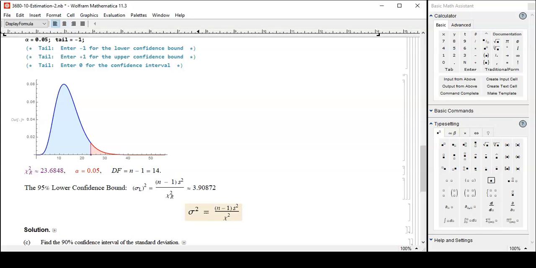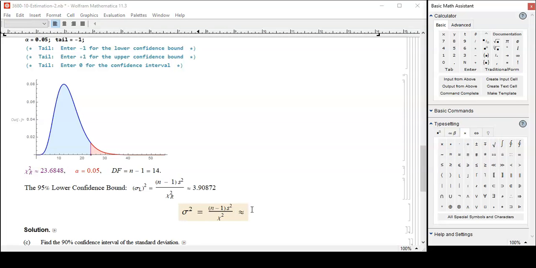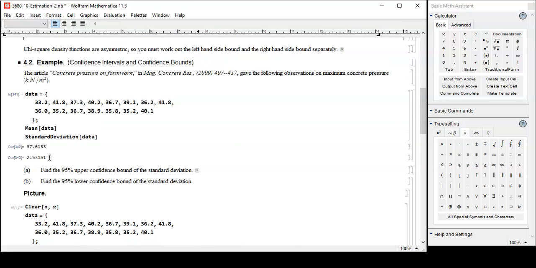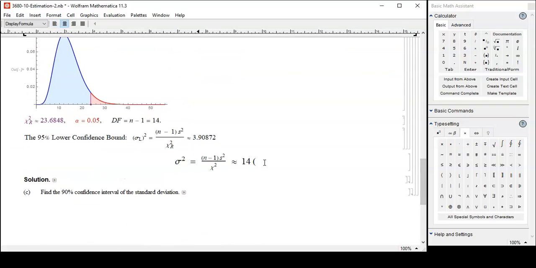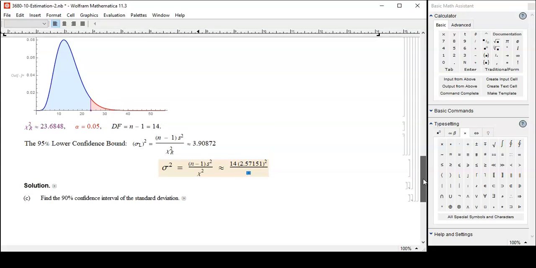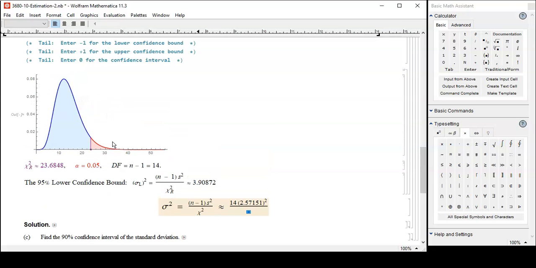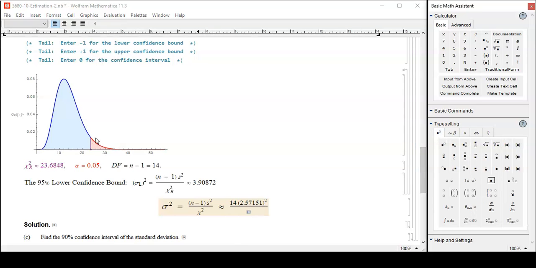And in this case, degree of freedom is 14. And then S is the standard deviation of this data, and then divided by the chi-square value for the right-hand side shading of 5%. 95% here to the left, 5% to the right. Now let's look up the chi-square table to find out this chi-square value for this right-hand side shading. Ready? Let's go to the table.